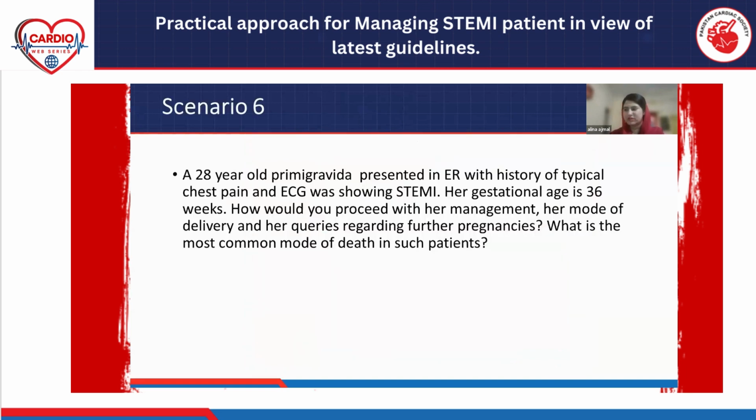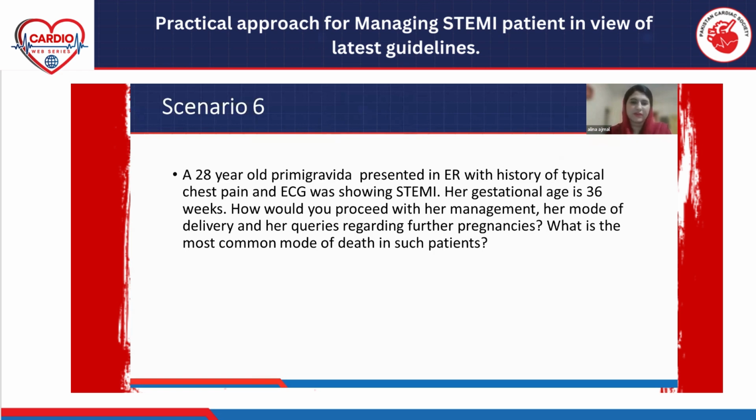Let's move to scenario number 6. This is also an important scenario in females, seen every day. Now, a 28-year-old primigravida presented to us in ER with a history of typical chest pain, and ECG was showing STEMI. Her gestational age is 36 weeks. How would you proceed with her management, her mode of delivery, and her queries regarding further pregnancies?